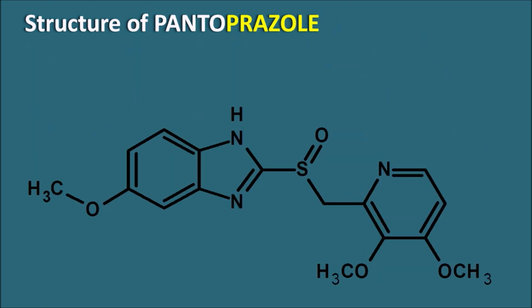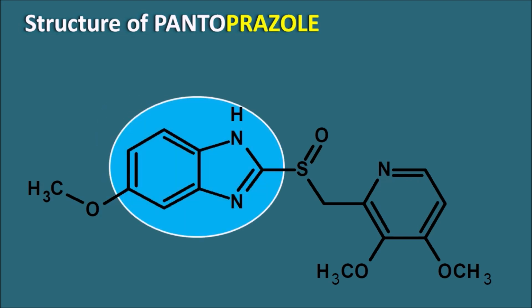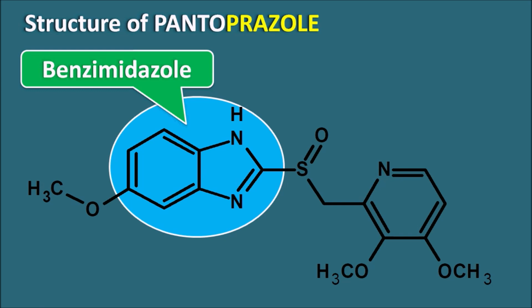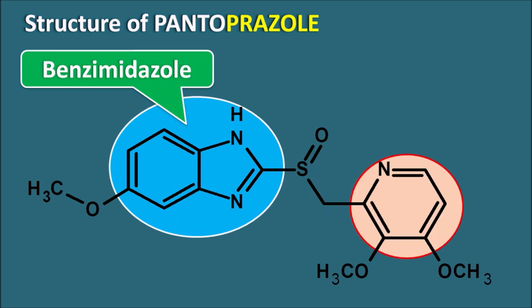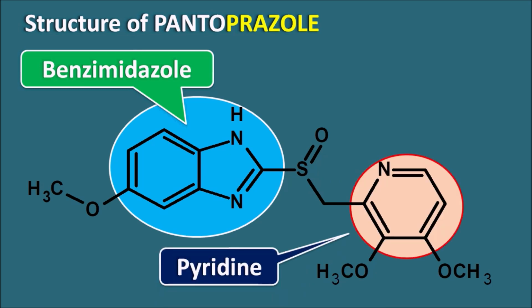Now let us see the structure of pantoprazole. So this is the structure of pantoprazole. You can observe two types of heterocyclic ring systems present in pantoprazole. The first one has the benzimidazole nucleus. So that's why we can see the suffix azole. So this azole indicates a benzimidazole. Similarly, another heterocyclic ring system is the pyridine ring system. In this way, pantoprazole has two types of heterocyclic ring systems, benzimidazole and pyridine.